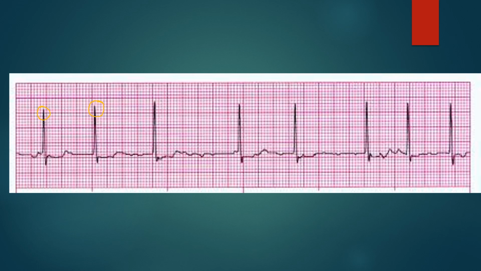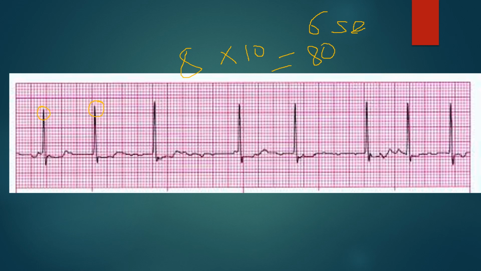30 big squares will be traveled in 6 seconds. Then in 6 seconds, see, in this example there are 8 QRS complexes in 6 seconds. Then in 60 seconds, it will be 8 multiplied by 10. The heart rate will come out to be 80.